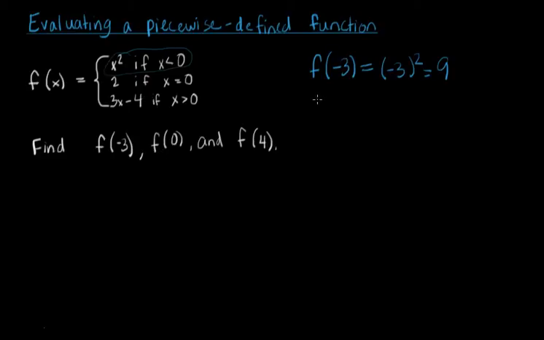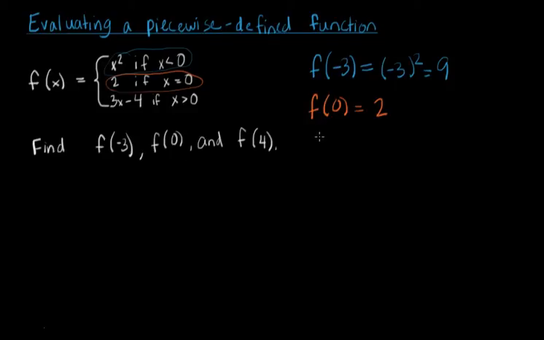So let's try f of 0. Now, is 0 less than 0, equal to 0, or greater than 0? I hope you said that 0 is equal to 0, so we need to evaluate according to this rule, which is that it equals 2. Not 2x, just 2. So the function value at that point is just 2.